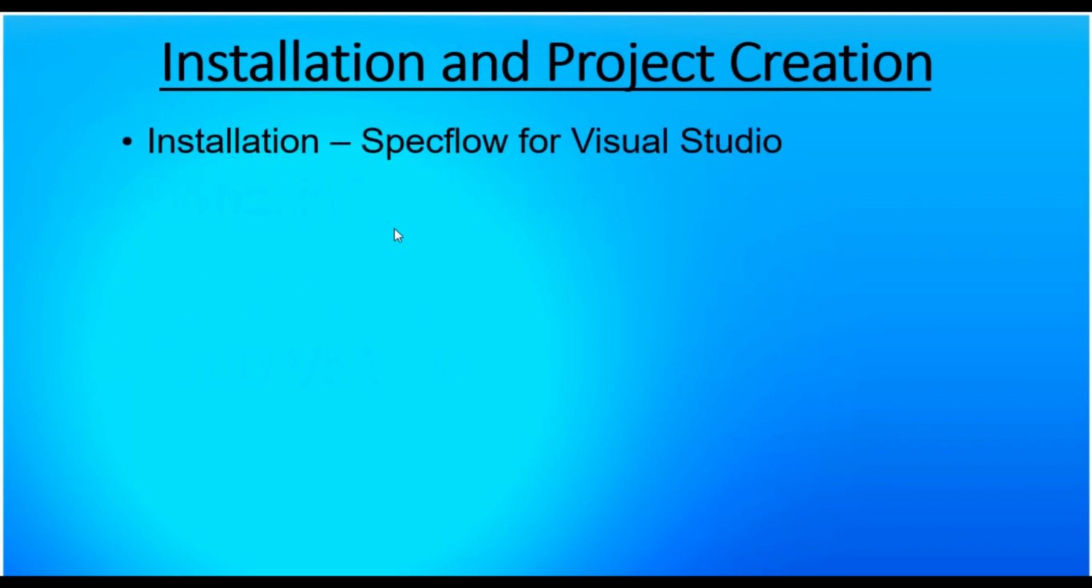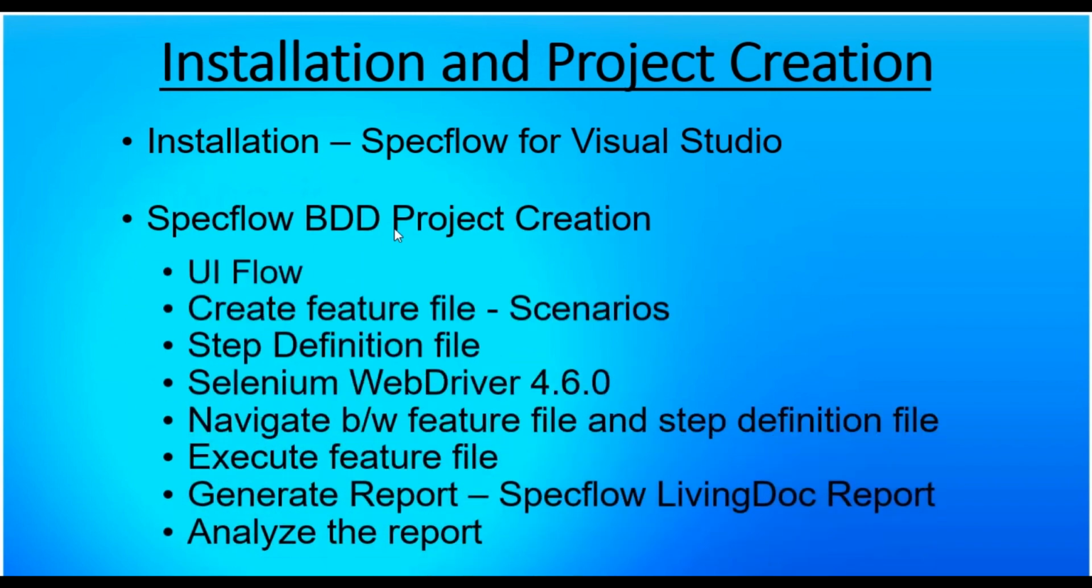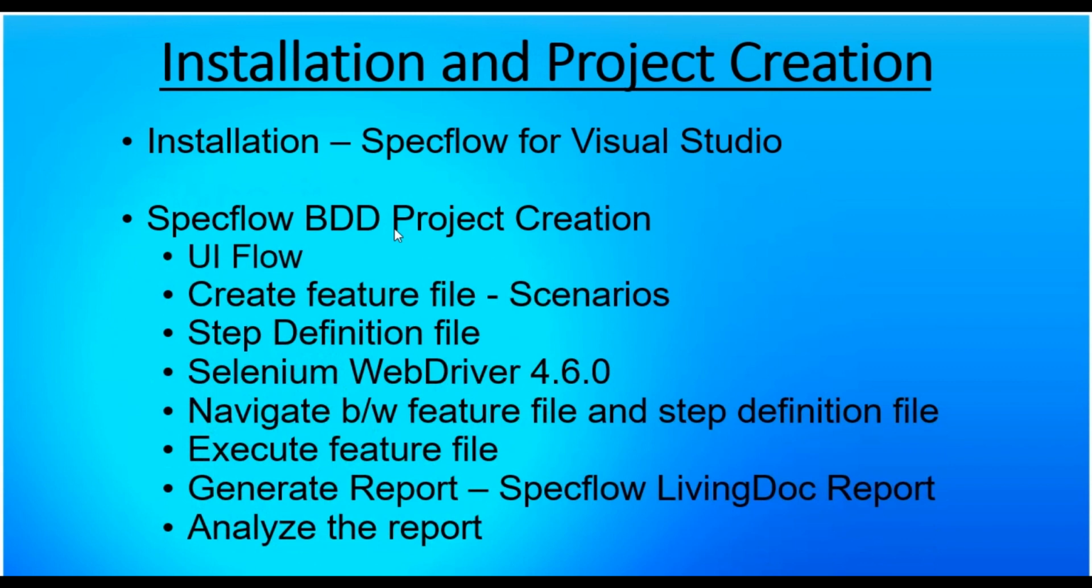We need to install SpecFlow for Visual Studio. Only one software is required, which is an extension. By default, you should have Visual Studio in your system. Then we'll start creating the project. Once we start creating a project, we will discuss the UI flow, and then we'll start creating the feature file. Inside the feature file, we'll define the scenarios, and for each scenario there will be a number of steps. By using the Gherkin keywords, we'll be defining the steps.